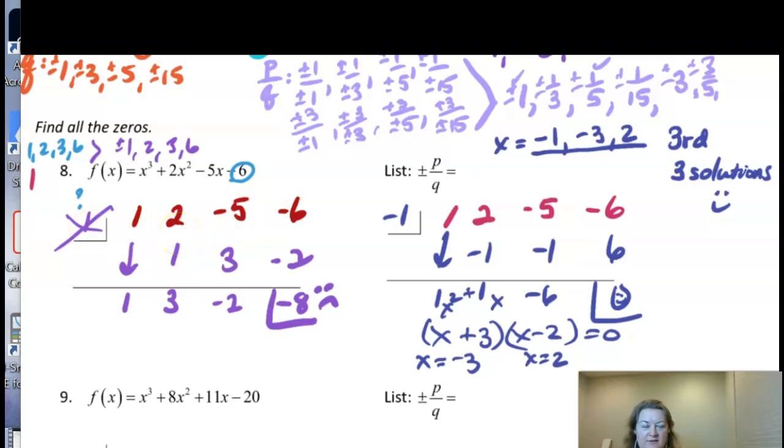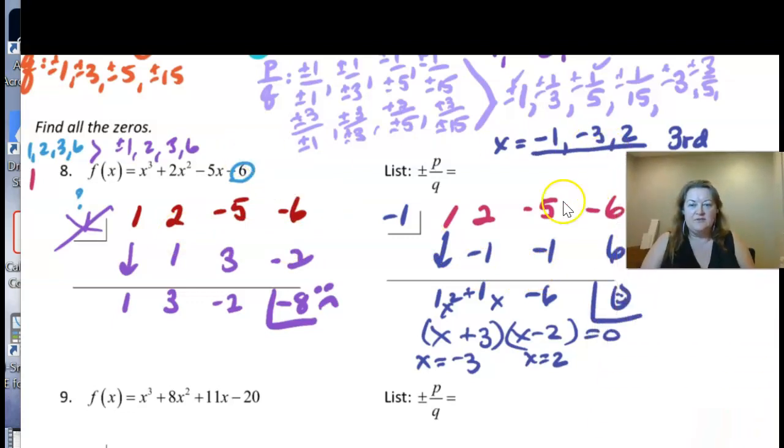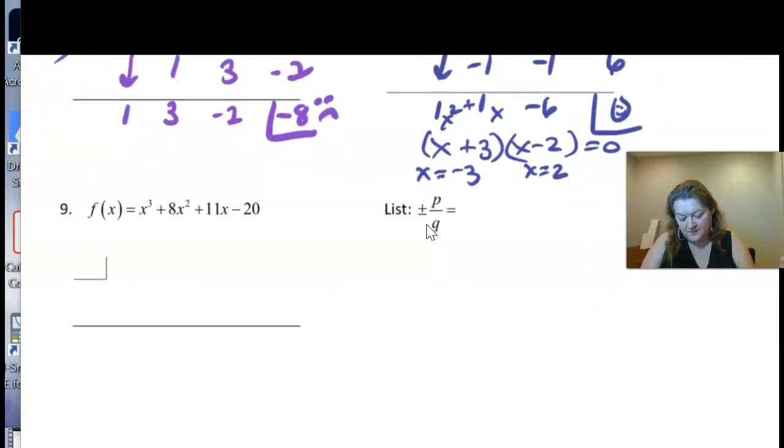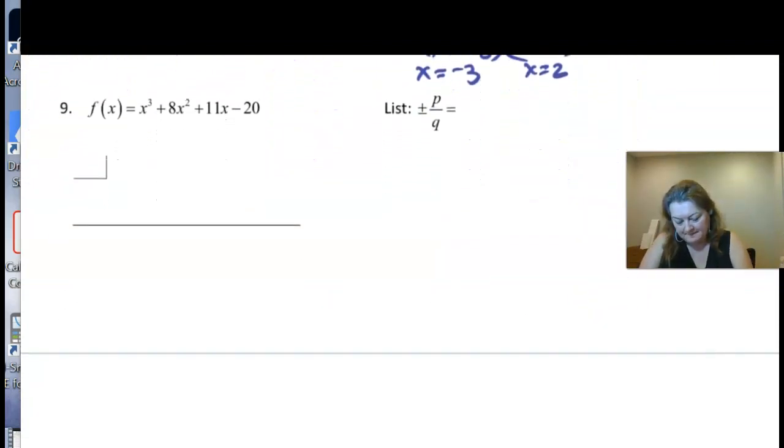All right, so there's our first one. 3 solutions, third degree polynomial. That seems to make sense. All right, let's go try these next couple, and we're almost there.